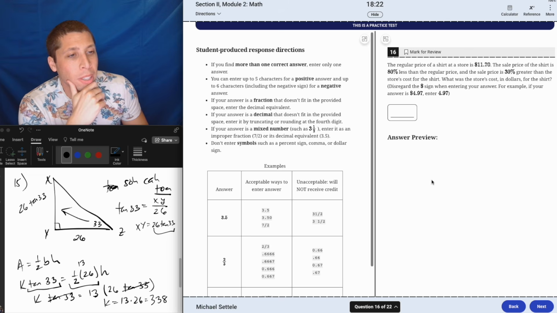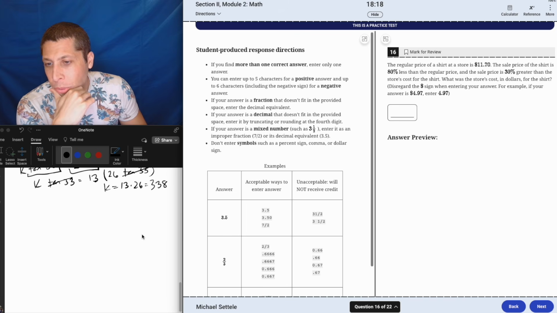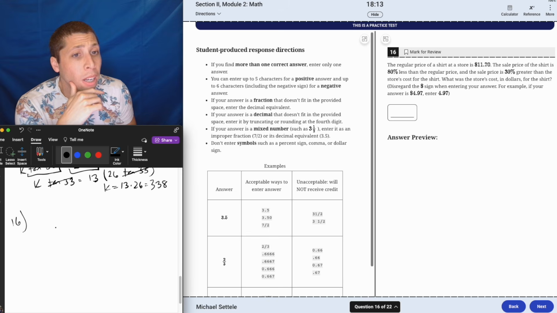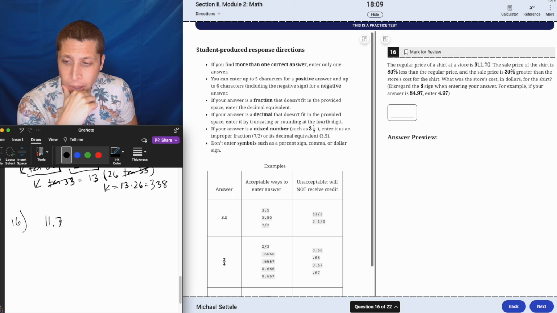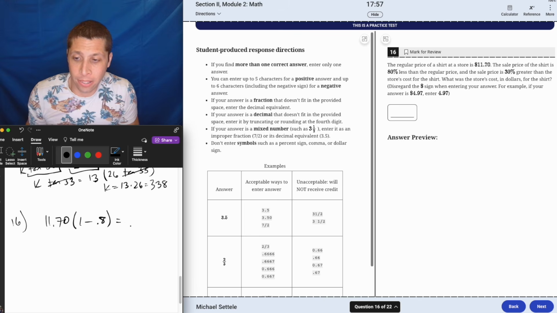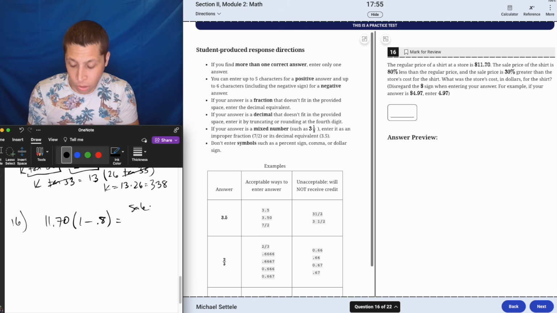The regular price of a shirt is that. The sale price of the shirt is 8% less, blah, blah. Okay. All right, so we're going to have to do open formulas. That's fine. Okay. 16. Price of a regular shirt is $11.70. So $11.70 is my original. Sale price of the shirt is 80% less than the regular price. So 1 minus 0.8 is 80% less than. So that is the sale price, which is $11.70 times 0.2 is $2.34.